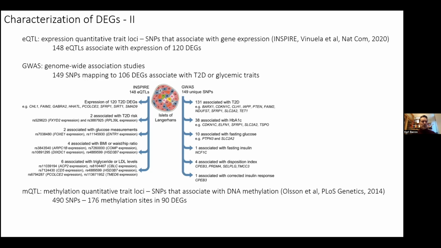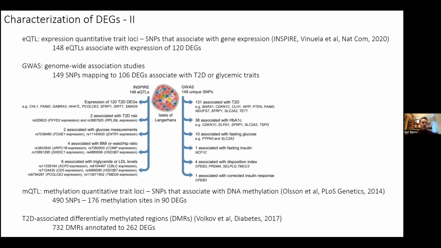We also looked at published mQTL data, so that's SNPs that associate with DNA methylation. And we found 490 SNPs associated with 176 methylation sites in 90 of our differentially expressed genes. And finally, we also looked at DNA methylation data from a case control study. And there are 732 differentially methylated regions in 262 of our DEGs. So there seems to be some epigenetic and genetic regulation of these genes that might explain why they are deregulated in type 2 diabetes.